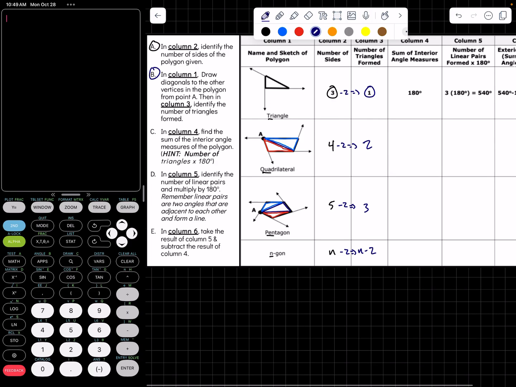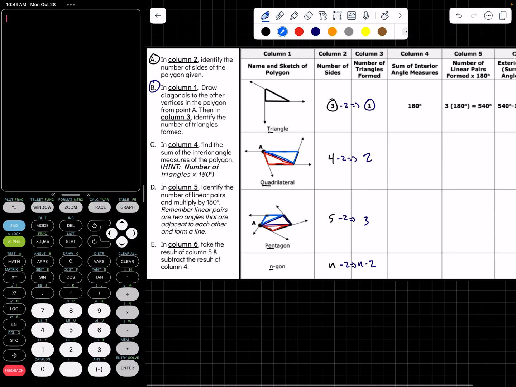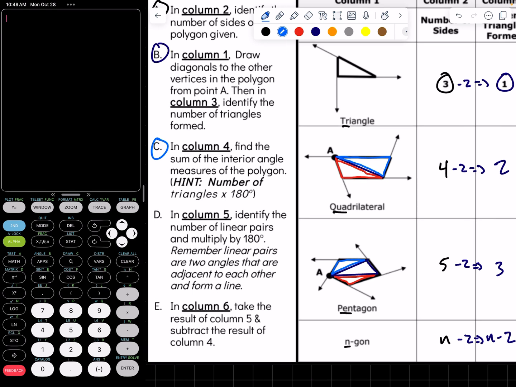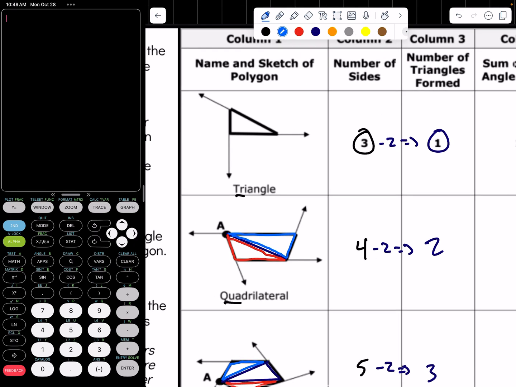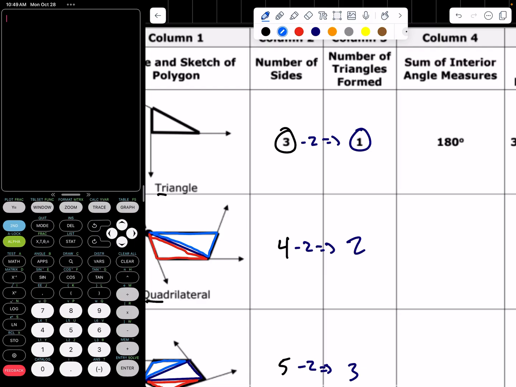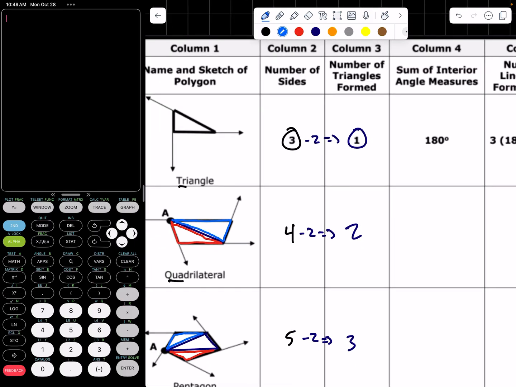Now we go to column 4, so we're looking at C. In column 4, find the sum of the interior angle measures of the polygon. And our hint is we take the number of triangles and multiply it by 180. So in a triangle, we only have 180 degrees, so that kind of makes sense. Our number of triangles times 180. We only have one triangle, so the sum of the interior measures of a triangle is going to be 180 degrees.